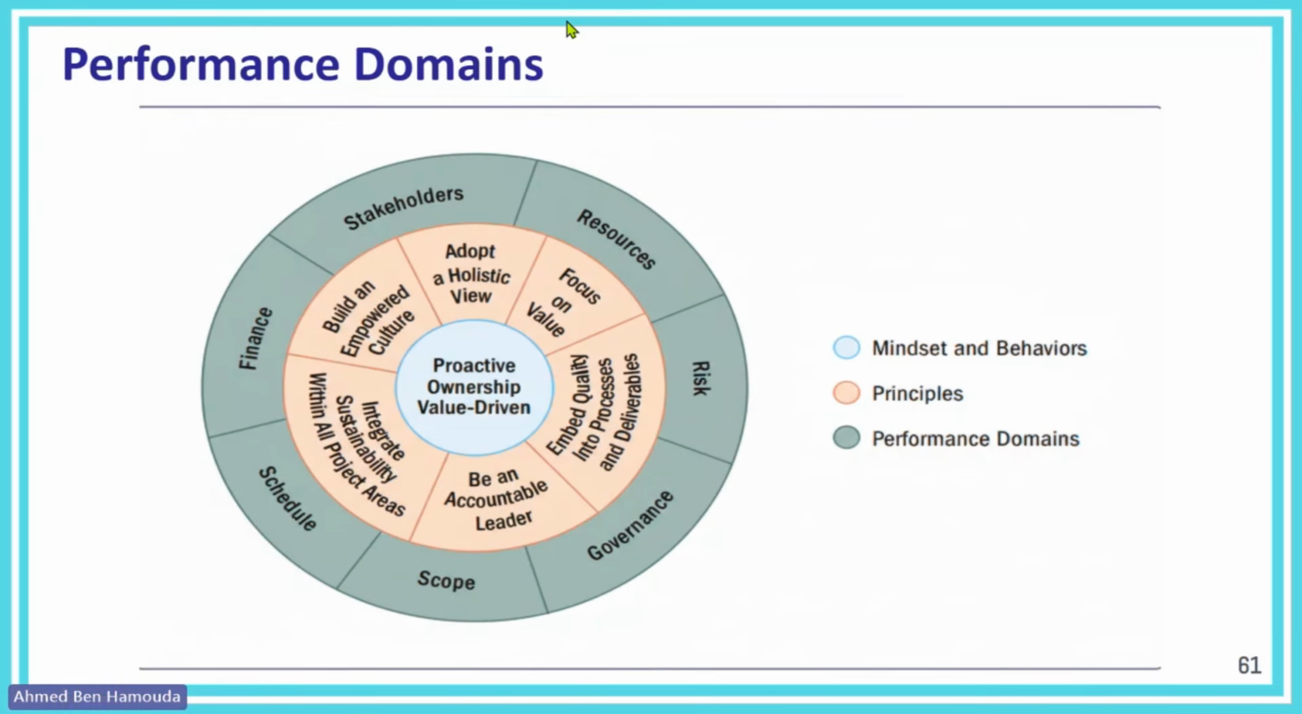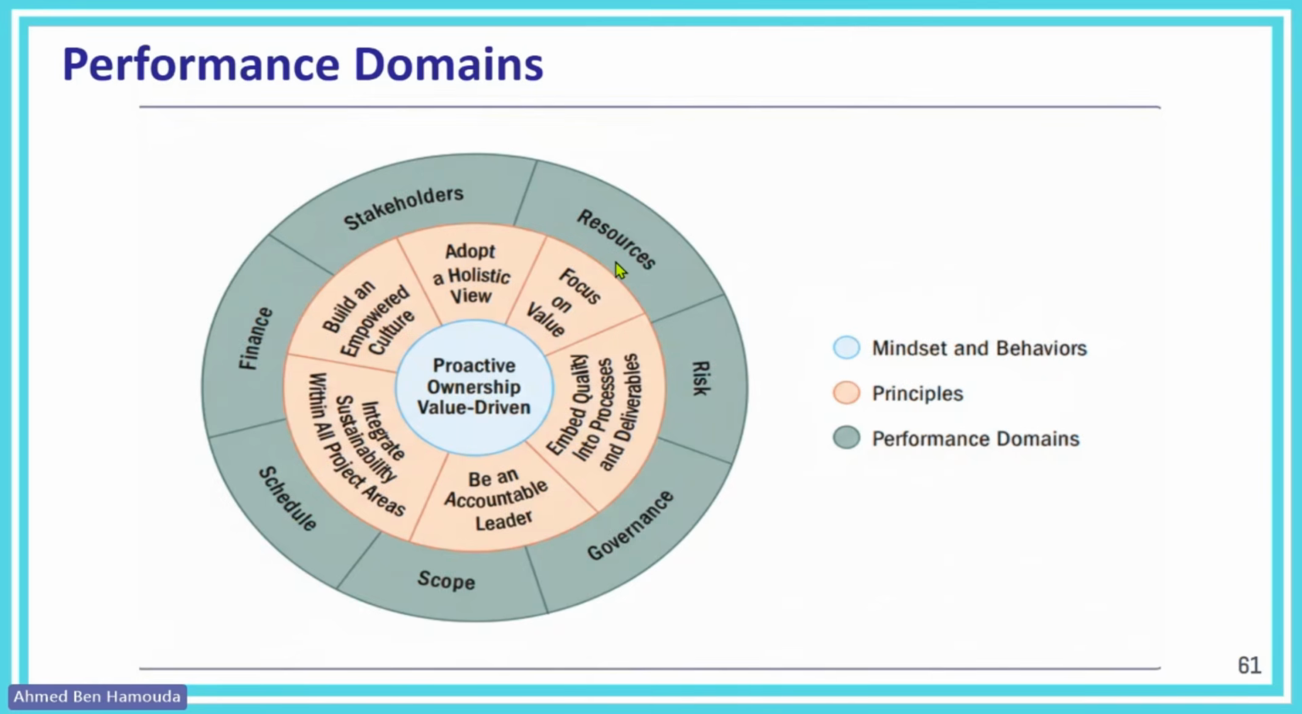In PMBOK 7, there were 8 performance domains, but in PMBOK 8, there are 7. They are almost the same meaning we had before, but with some improvements and changes, and some performance domains were removed, merged, or put in the appendix. The 7 performance domains in PMBOK 8 are governance. Now we don't say integration anymore. We say governance, scope, schedule. We don't say cost. We say finance, because it's broader, and I like that.